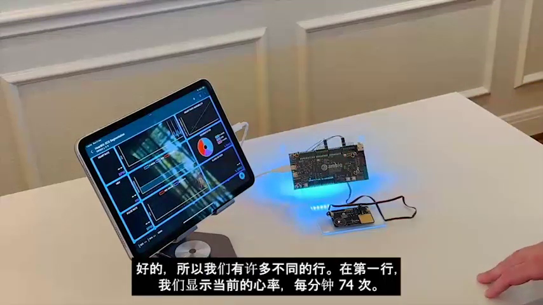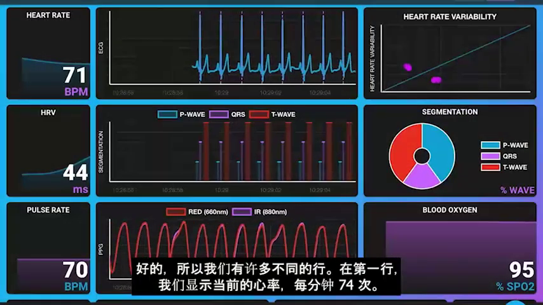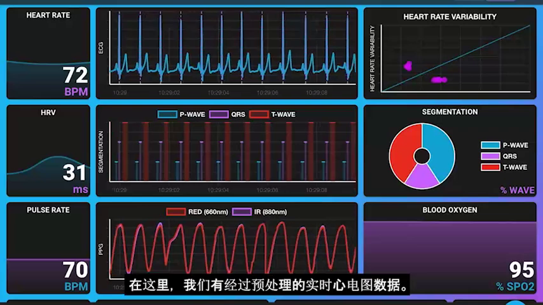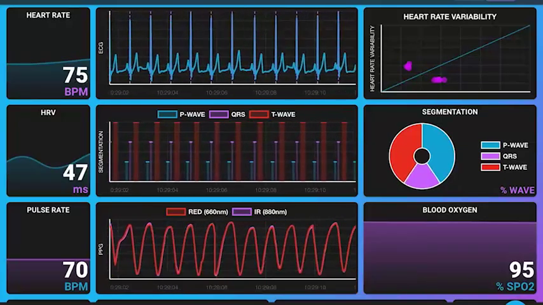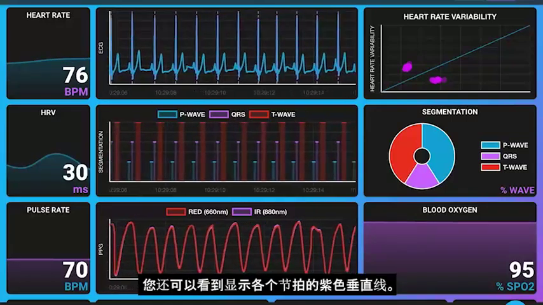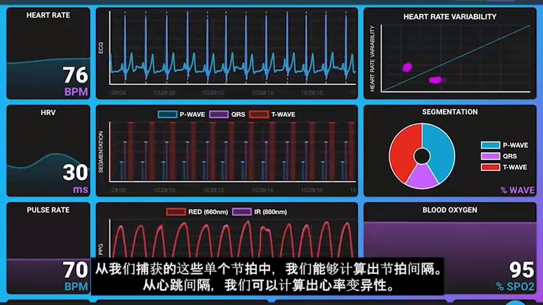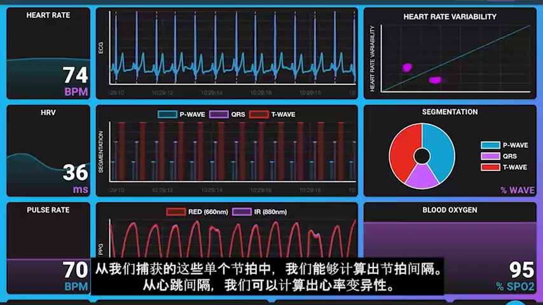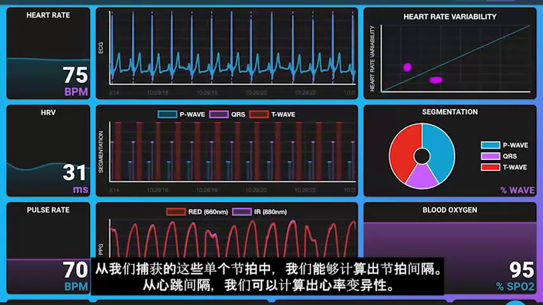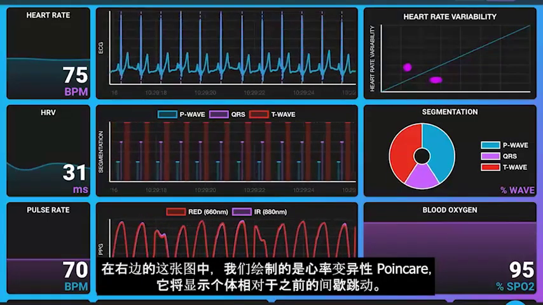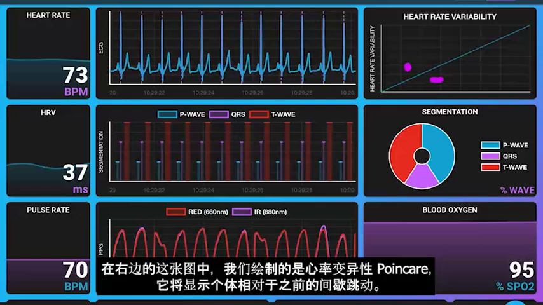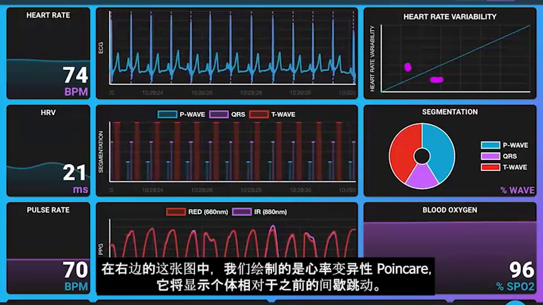Okay, so we have a number of different rows. In the first row, we're showing the current heart rate, 74 beats per minute. Here we have the live ECG data that's just been pre-processed. You can also see the purple vertical lines. That is showing you the individual beats. From those individual beats that we've captured, we're then able to calculate the interbeat interval. And from the interbeat interval, we can then calculate heart rate variability. So in this plot to the far right, we're plotting the heart rate variability Poincare, which is going to be showing the interval beats against previous ones.